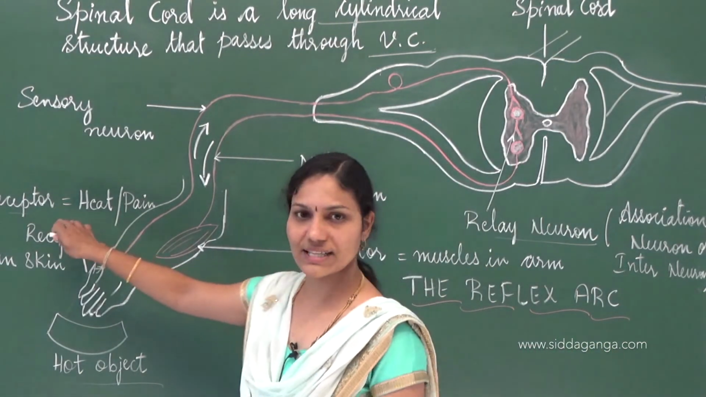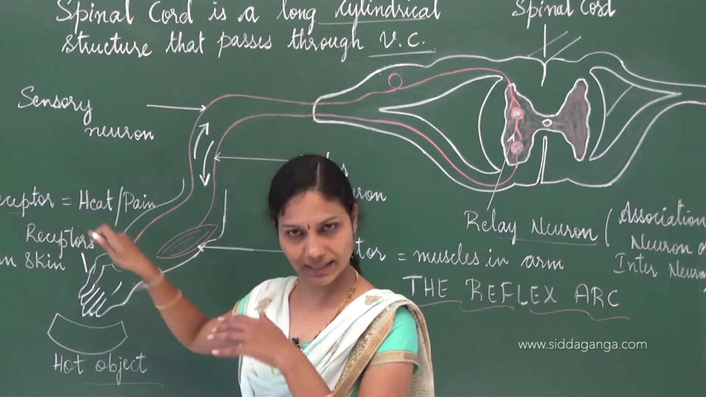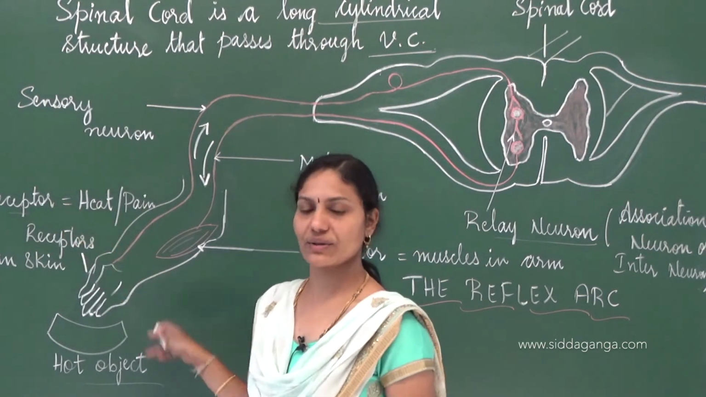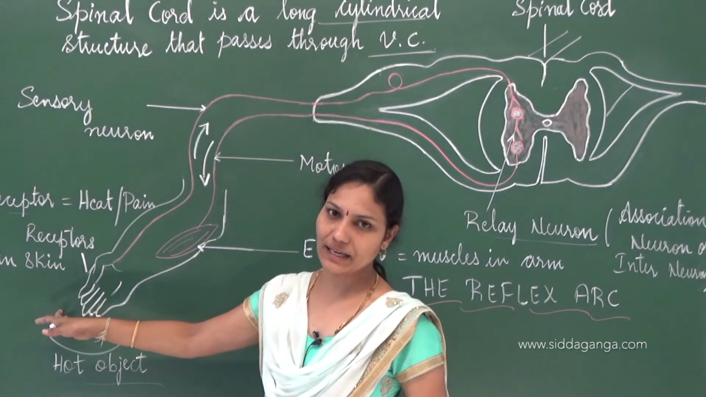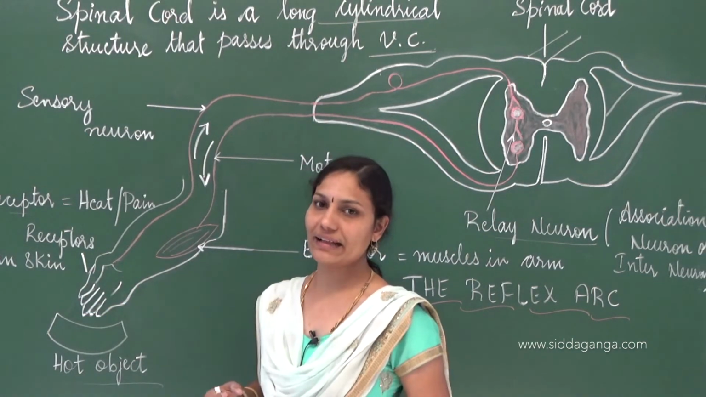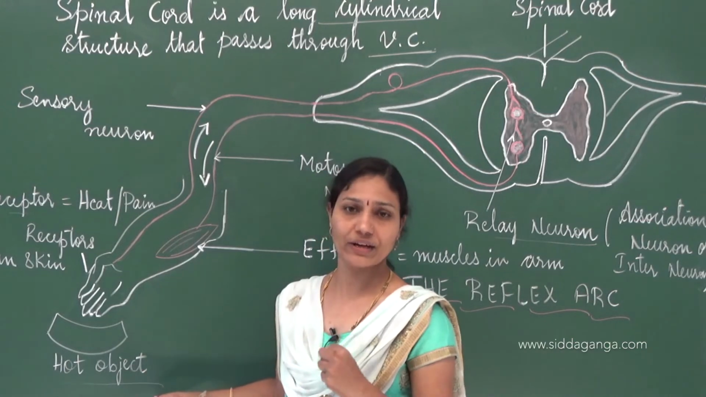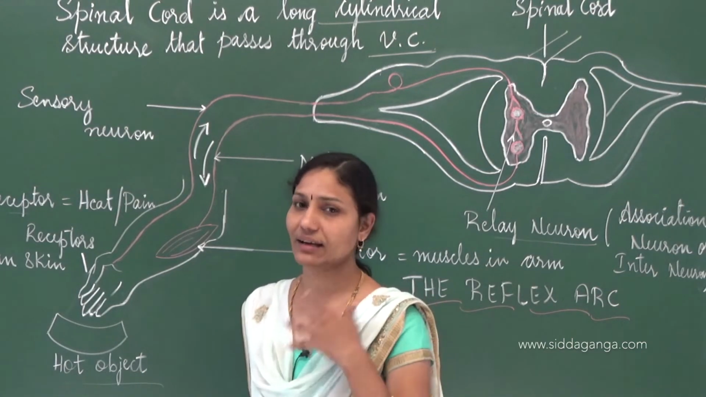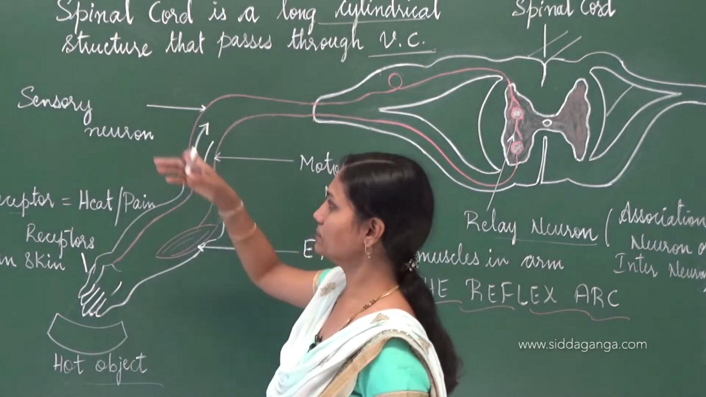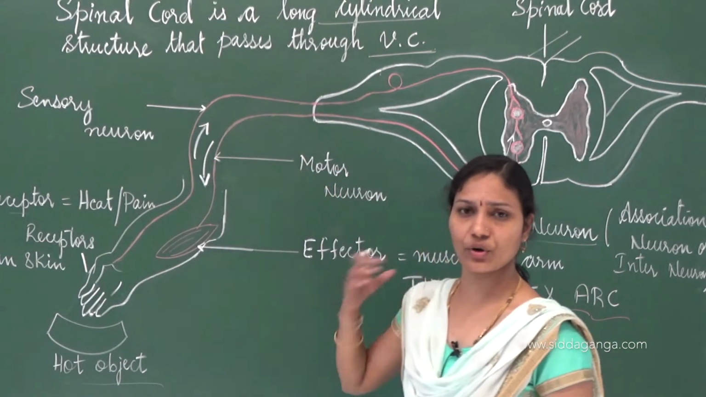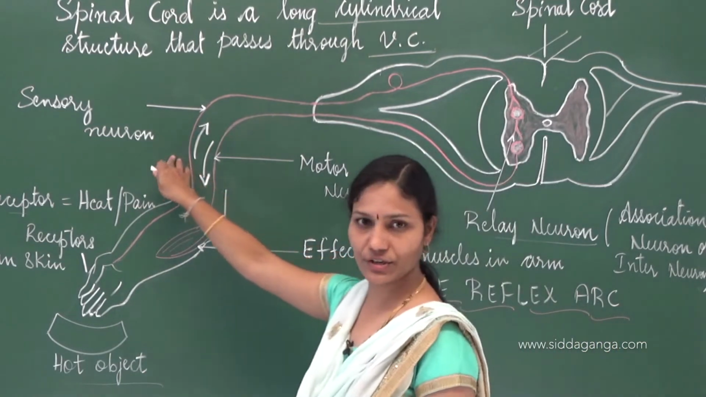So here receptors are the skin. In this case the receptor is the skin. Receptors are the 5 sense organs. In this case skin is the receptor. It receives the stimuli. What stimuli? The stimuli of touching a hot object. The pain, the hotness is felt, is received, and it passes the information in the form of nerve impulses to sensory neuron.